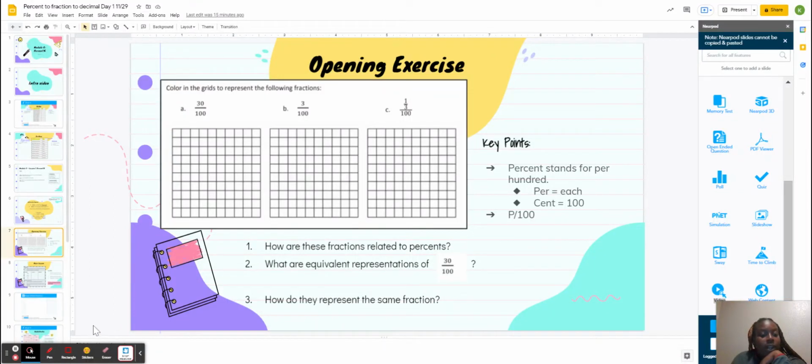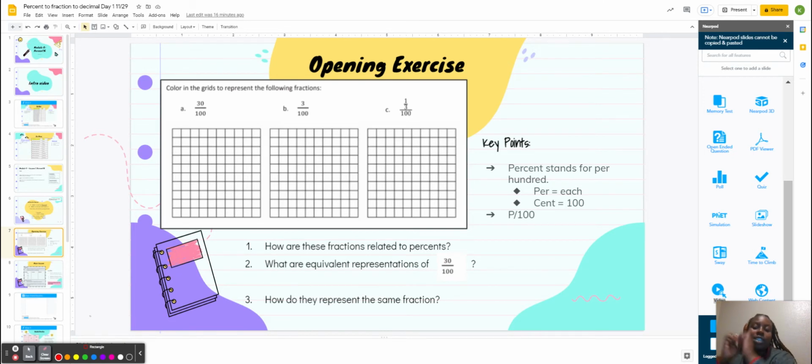All right, guys, here we are at our main and basically open exercise. So here we're going to be talking about percentages. So what is a percent? A percent stands for a number out of 100.